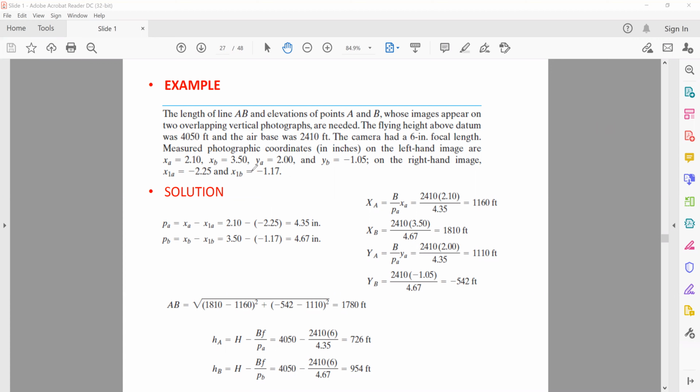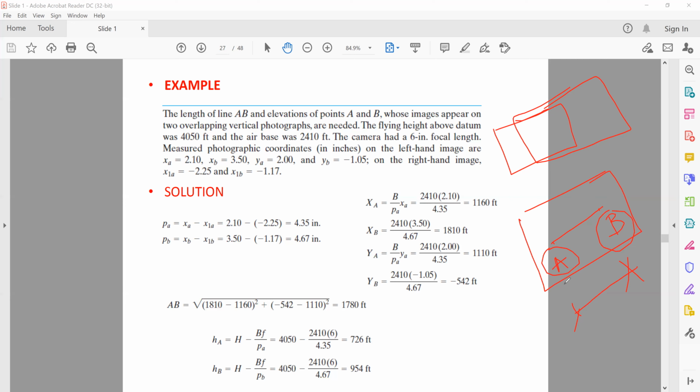X1A and X1B. So basically, two pictures are taken, two overlapping pictures, and there are 2 points A and B. And what they ask you to find out is the length between AB, so ground length between AB, and they ask you to find out the height of the line AB. So that means you can calculate the height of the point A and the height of the point B.